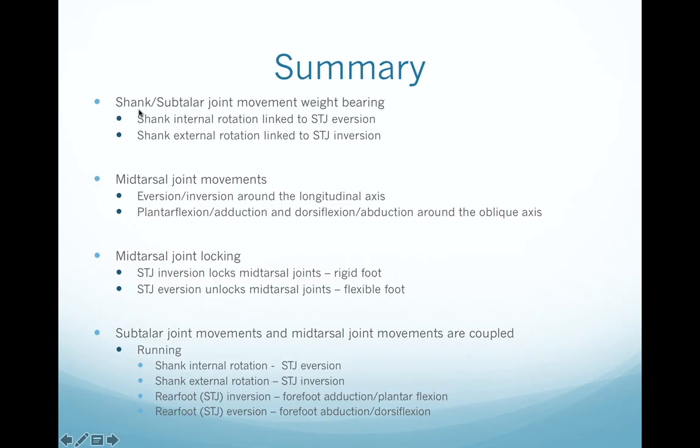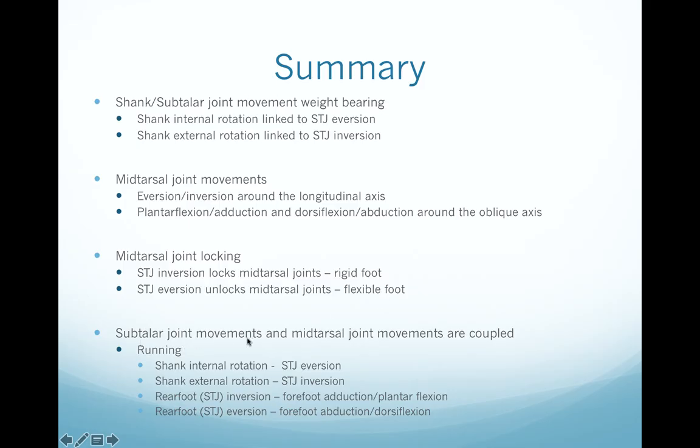So in summary, this data shows shank and subtalar joint movement during weight bearing. We know that the shank internal rotation is linked to subtalar joint eversion, and shank external rotation is linked to subtalar joint inversion. For mid-tarsal joint movements, there's two axes: eversion and inversion occurs around the longitudinal axis, plantar flexion with adduction, and dorsiflexion with abduction around the oblique axis. The mid-tarsal joint locking mechanism is that subtalar joint inversion locks the mid-tarsal joint and makes the foot more rigid. Subtalar joint eversion unlocks the mid-tarsal joint and makes it more flexible.